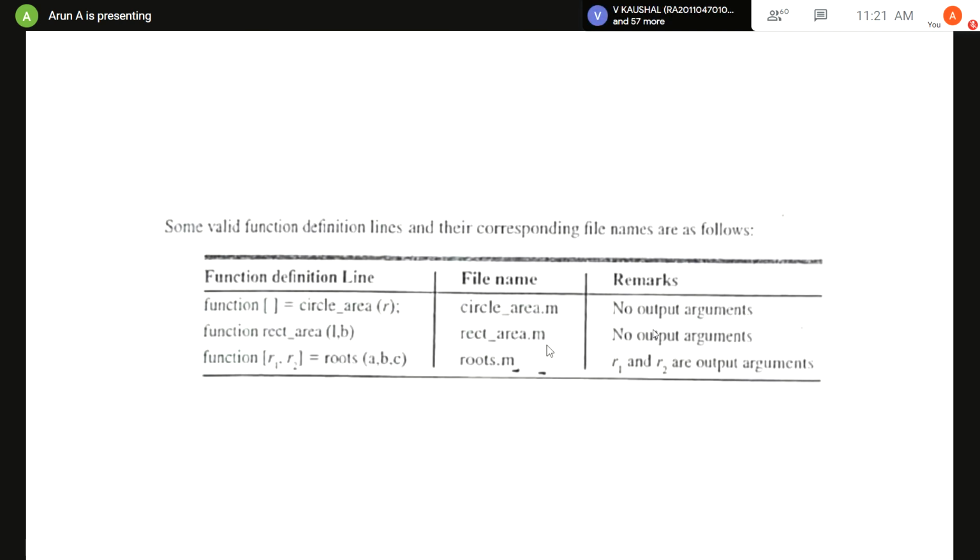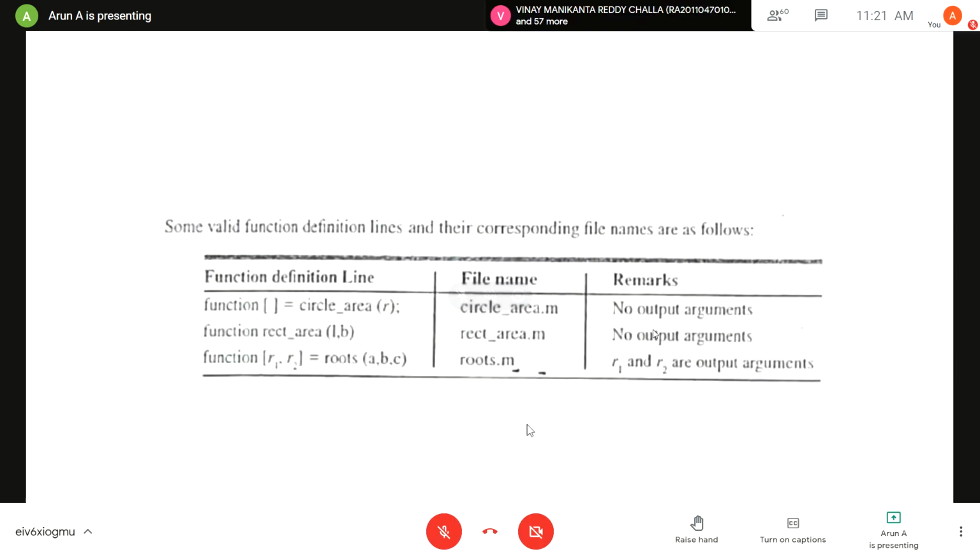Whenever you are storing a function and you are calling the primary function inside a sub function, obviously your function file should be in the name with the .m extension. Okay, have that in mind. So these are some examples.